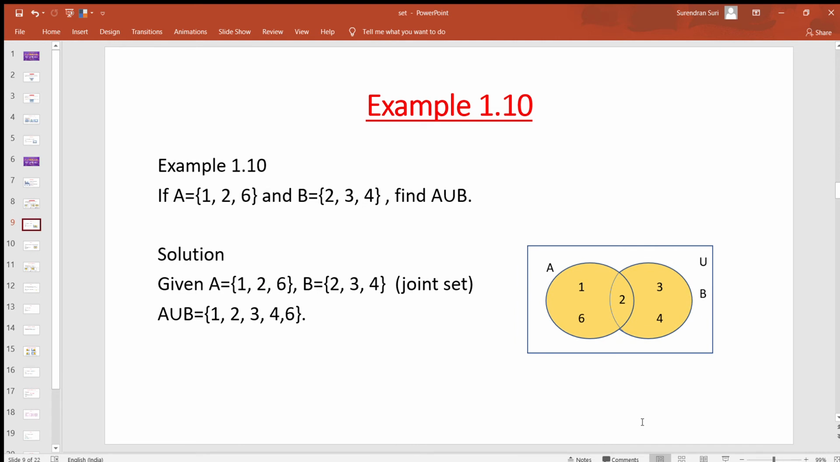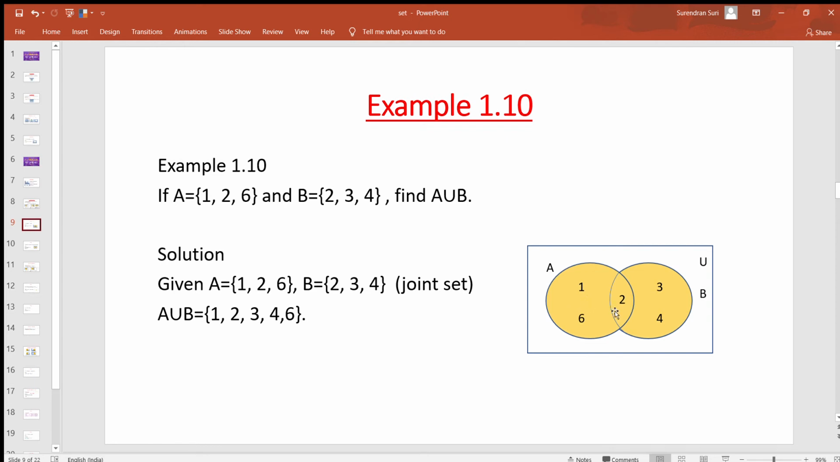Next we will see example 1.10, in which A is equal to the set of 1, 2 and 6, and B is equal to the set of 2, 3 and 4, and we are asked to find A union B. If you look at the sets, the element 2 is common in both. So this is a joint set. This is how we represent it in a Venn diagram.